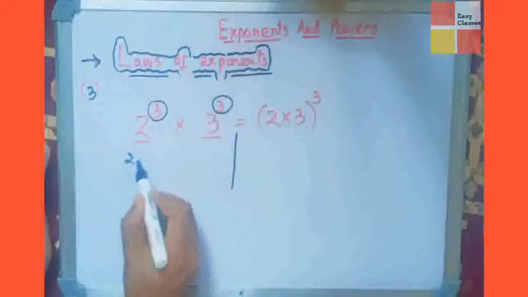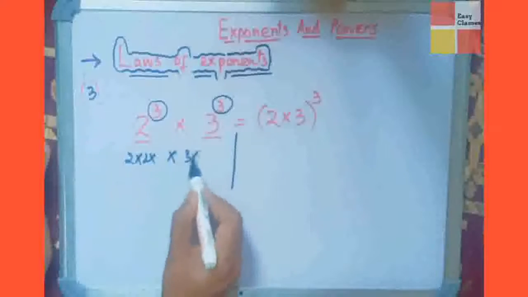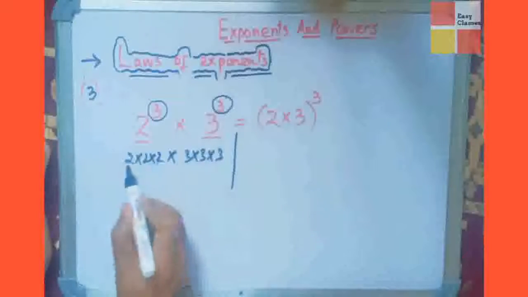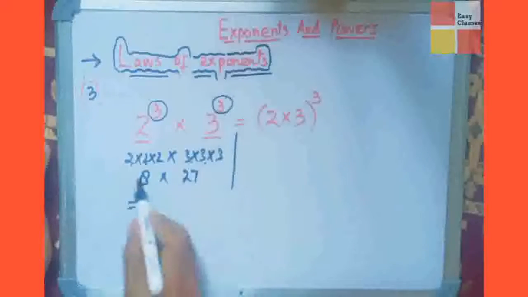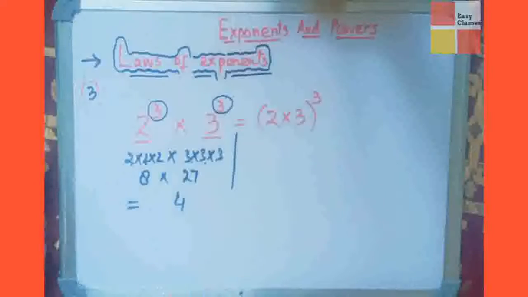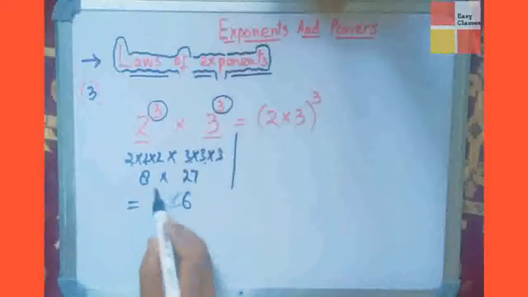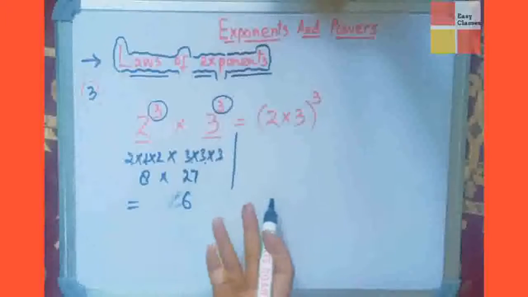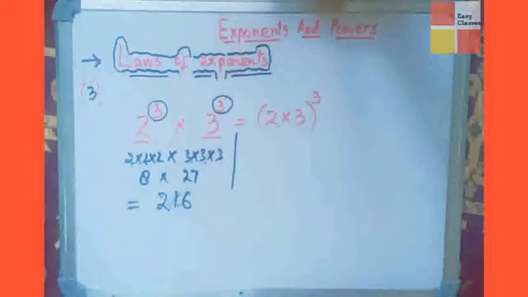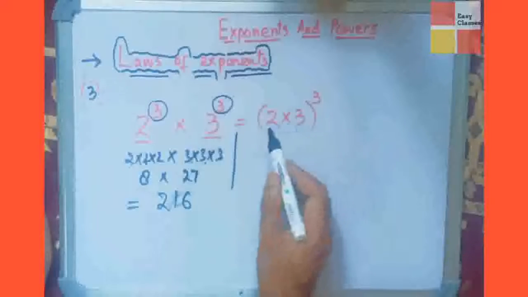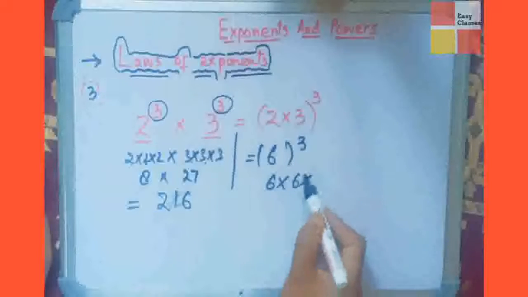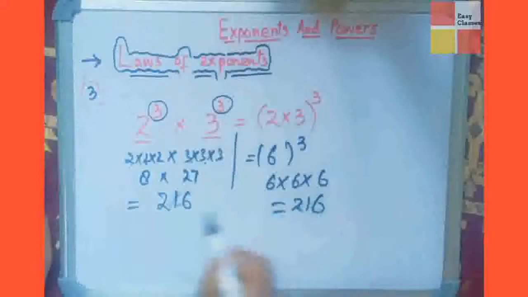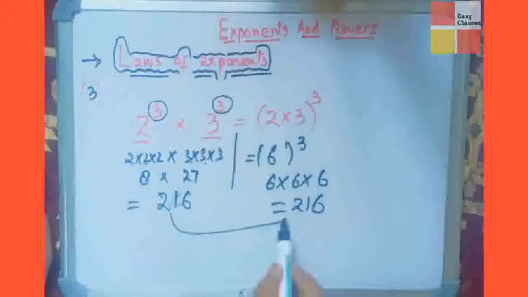Okay, so we can check this as well. 2 raised to power 3 means 2 into 2 into 2 into 3 into 3 into 3. 2 2s are 4, 2 4s are 8. 3 3s are 9, 3 9s are 27. 8 27s are 216. Then here 2 3s are 6 raised to power 3. That's 6 into 6 into 6, so that is equal to 216. So the values are same.